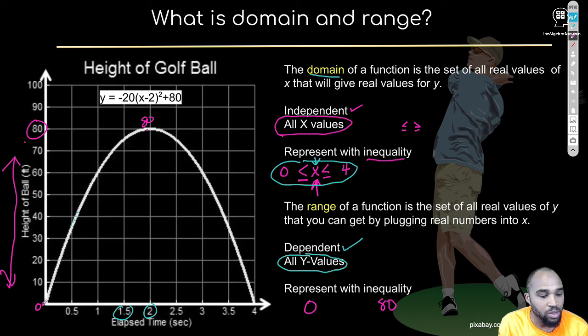And can it equal 0? Yep, it can equal 0. I almost went to 4, but we're doing y, so all the way up to 80. There's no open circle there, so I can include that point as well.